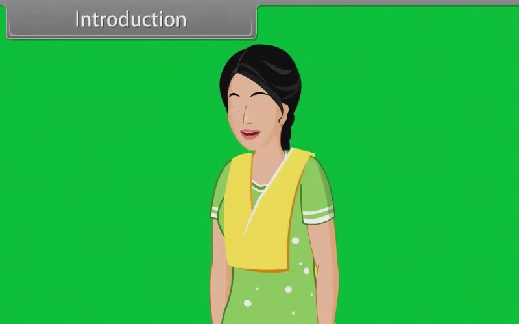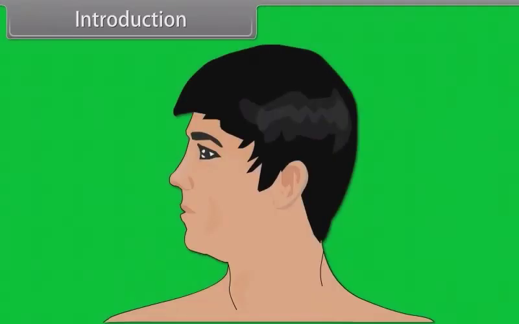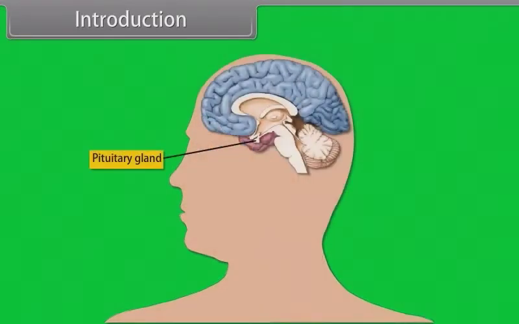Hey kids, in this lesson you will learn chemical coordination and integration in the human body. Do you know how we grow in size? Growth is a very complex process involving the coordinated action of several hormones. Majorly, growth hormone is responsible for stimulating growth of the body, and it is released by the pituitary gland.